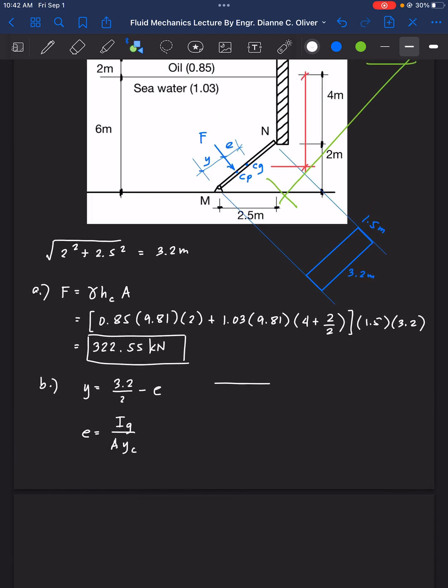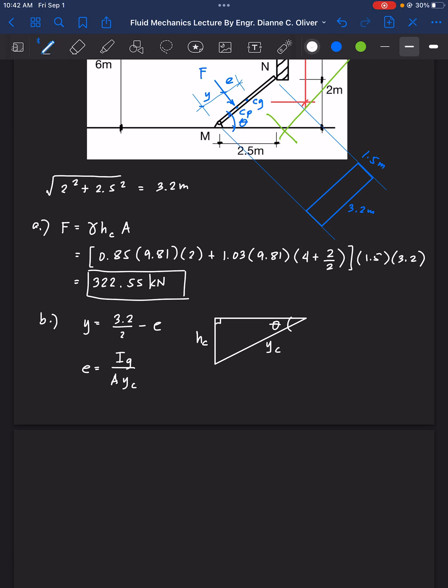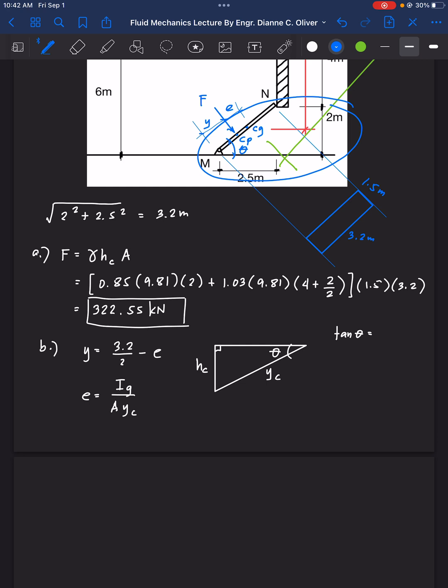So we have here HC, and this is your YC, and this is the theta that is being formed. Now this theta here is the same as the theta at the inclination of the gate. So we can now solve for the value of theta. Tangent theta is equal to the opposite over the adjacent. So this is the triangle that is being formed. Take note. That's the triangle. The opposite here is 2 meters divided by the adjacent of 2.5 meters. So theta is equal to inverse tangent of 2 over 2.5, so that is 38.66 degrees.